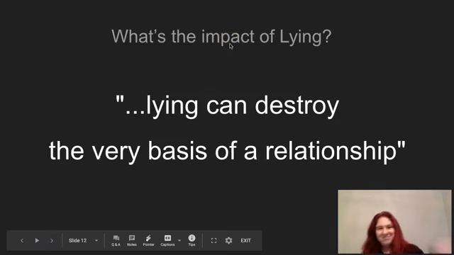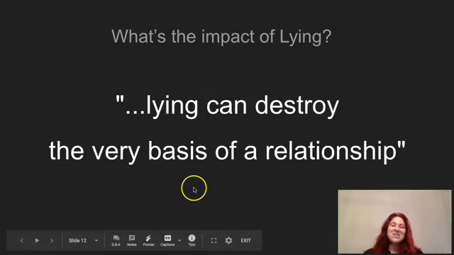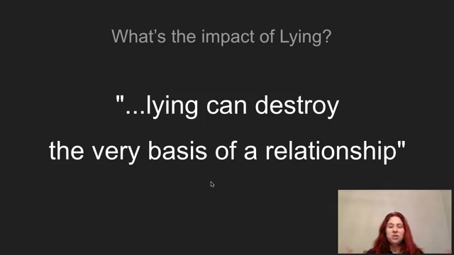And that leads me into what's the impact of lying. It can destroy the very basis of a relationship, which is trust. I think trust is the underlying piece for any relationship to actually work. So the impact of lying is that it can destroy everything. So why do it?